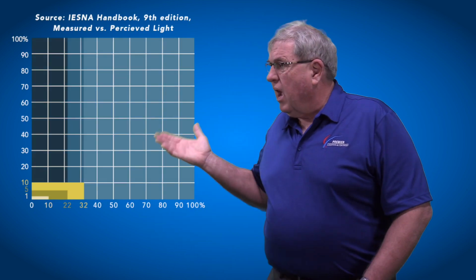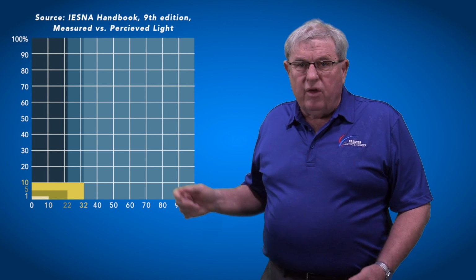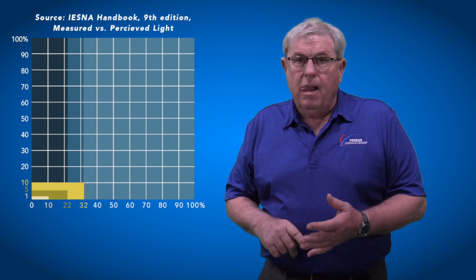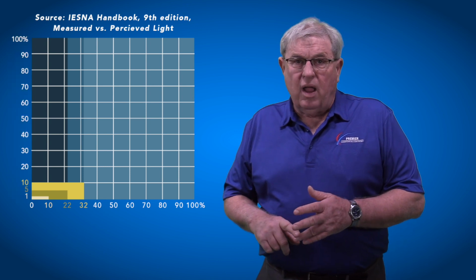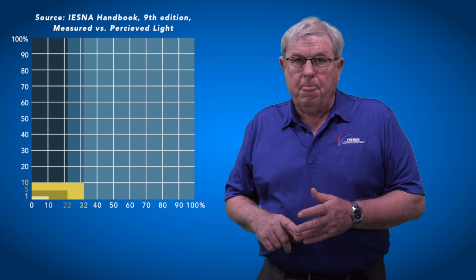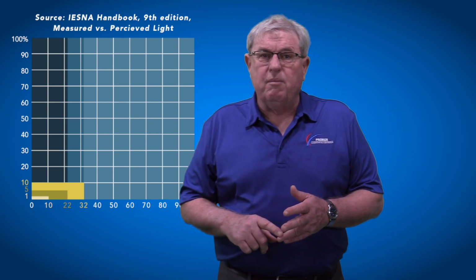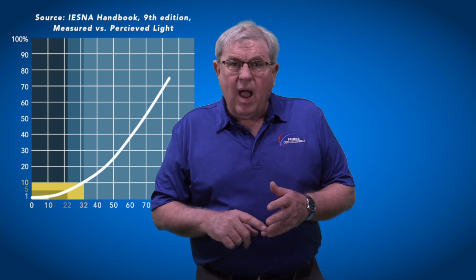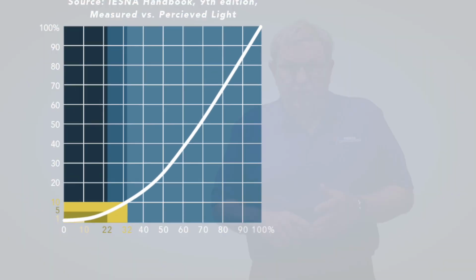Now let me demonstrate. I have a graph from the IES, and this graph shows the relationship between measured light and perceived light as measured by the human eye. The values on the left, the vertical axis, represent light measured by a light meter. The values on the bottom of the graph represent light levels as perceived by the human eye.